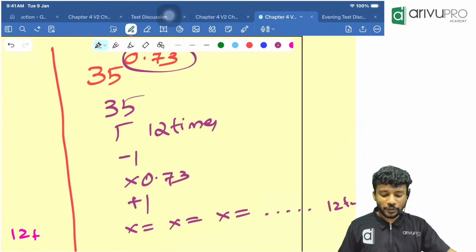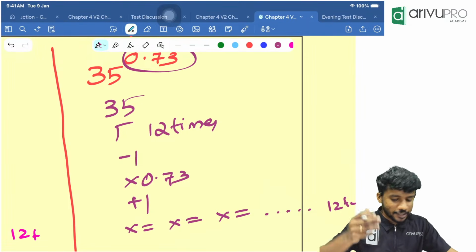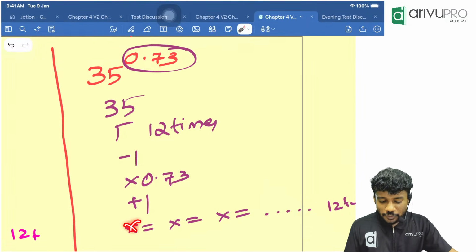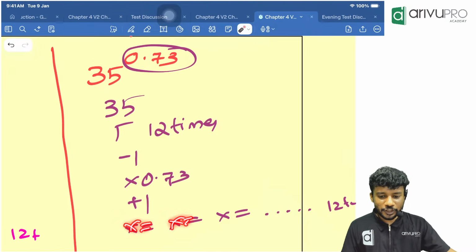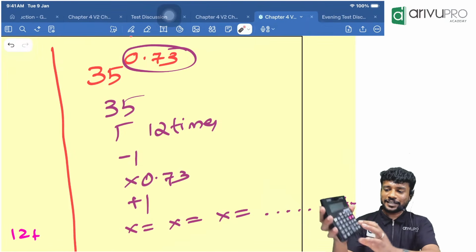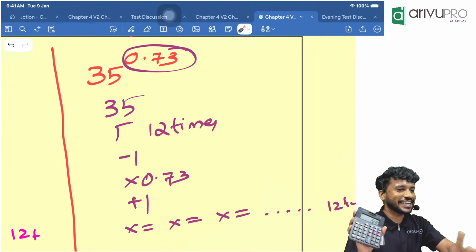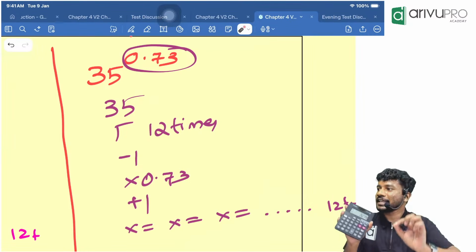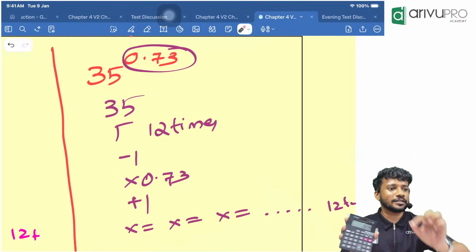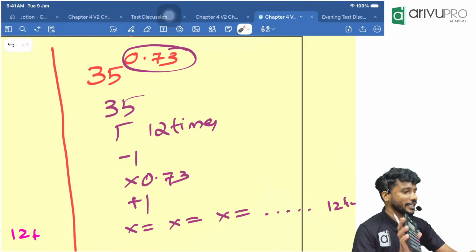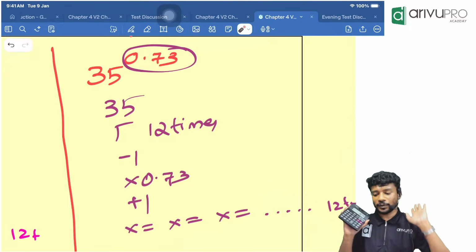Now, let me point out some common mistakes you might have made. Instead of typing into, then equal to, what will you type? I will type, sir, into equal to. No. It should be into, then equal to. Into, then equal to. How many times? 12 times.